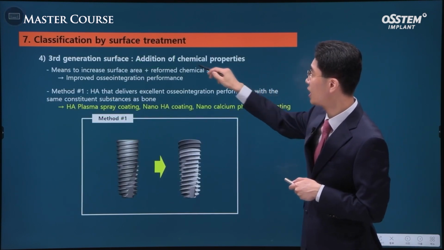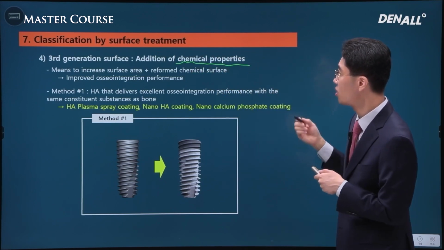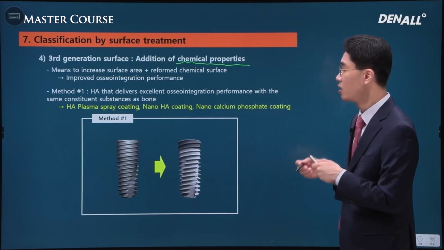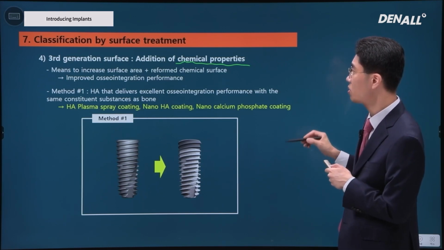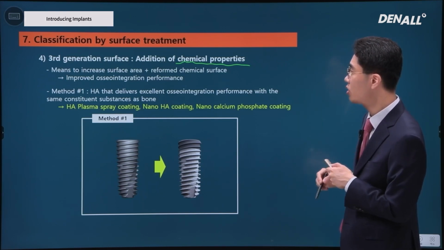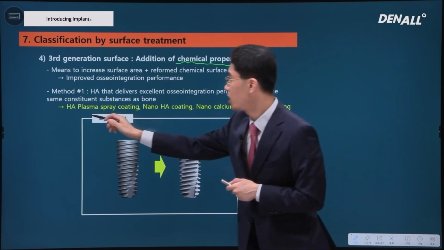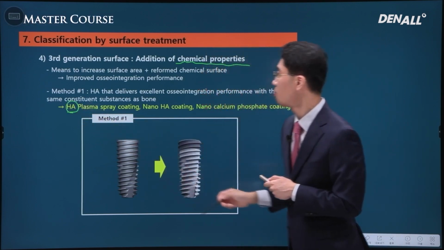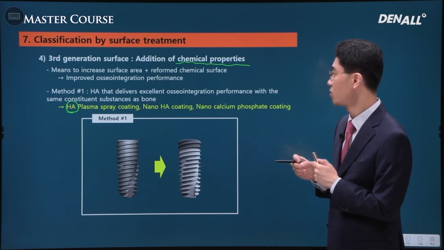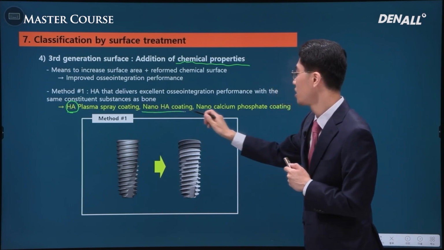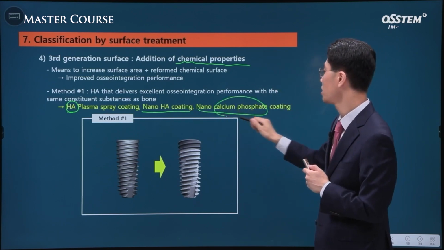And third generation surface is where chemical properties are added. Through various research, surface treatments are done in Ostem. There are products that underwent surface treatment. HA, which stands for hydroxyapatite, is component of bone. Plasma spray coating can be done, and nano HA coating is also an option here. Nano calcium phosphate coating can be done.